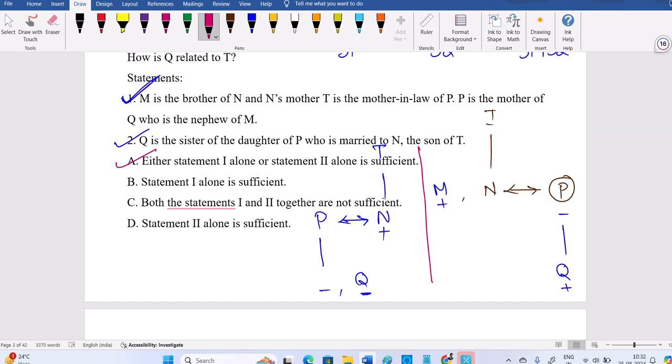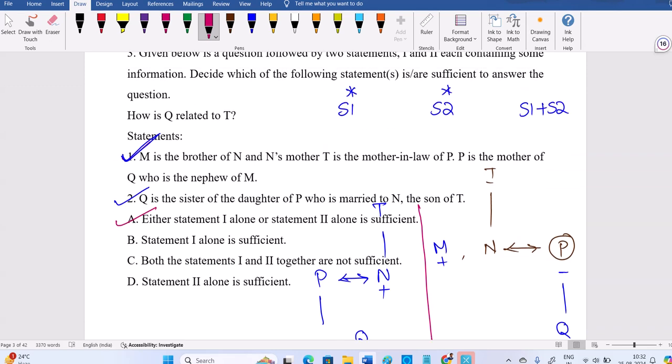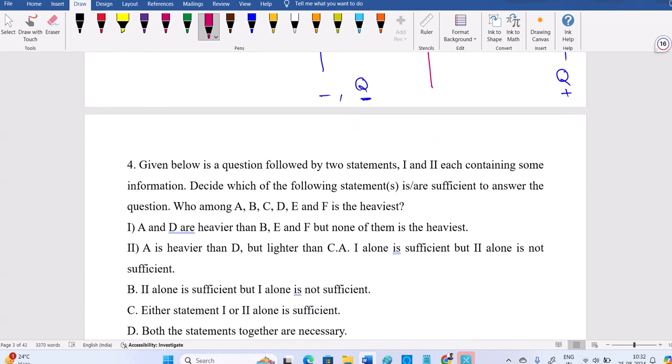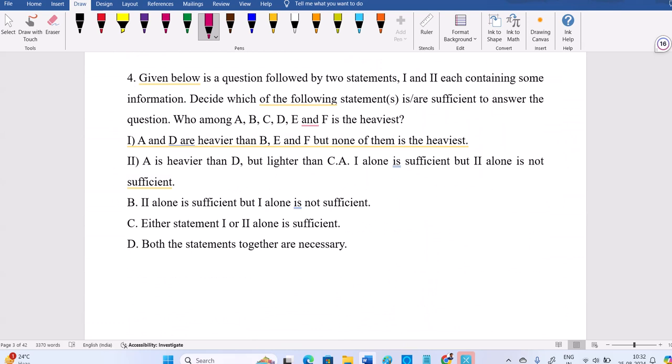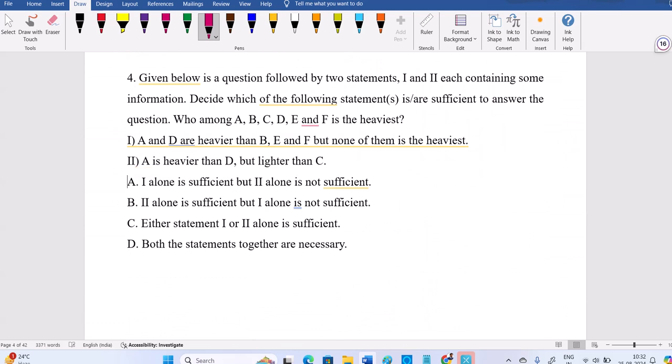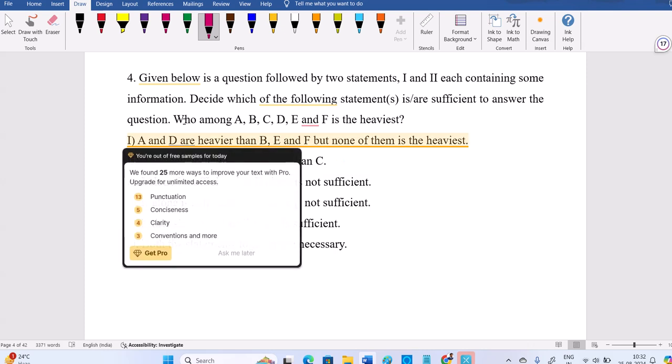Right. So let's see about the next one. Data sufficiency, very important. Next question also data sufficiency. This is also a data sufficiency related question, pretty much useful for Accenture as well.